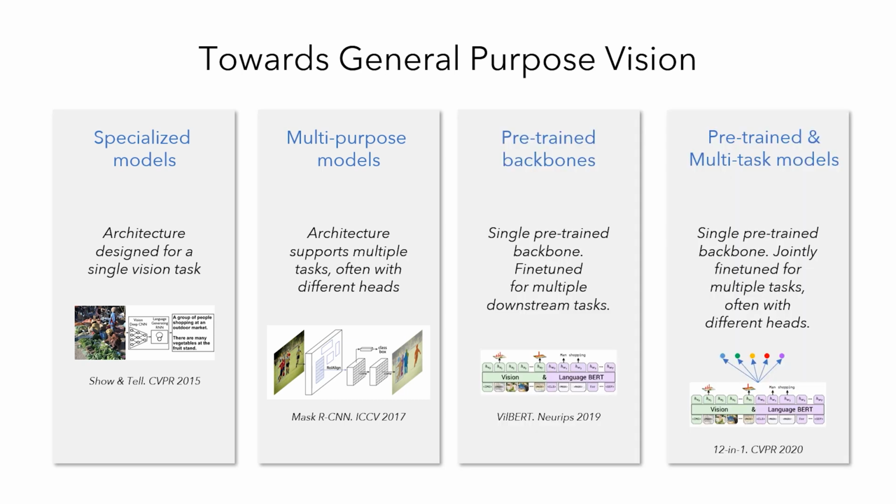Then we started using pre-trained backbones, where you can train this encoder on a really large data set and then repurpose it for other specialized tasks by fine-tuning it for those tasks. And then these ideas can be combined to create multitask models, where you have your pre-trained backbone and multiple specialized heads that can do different kinds of decoding tasks, and train all of them jointly using fine-tuning.